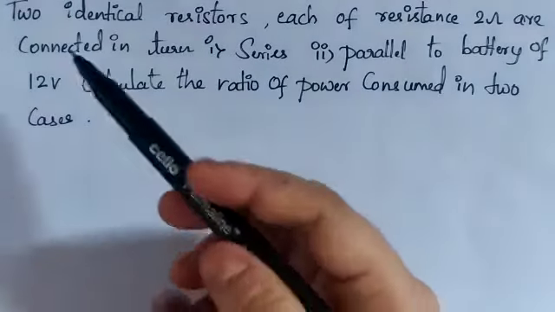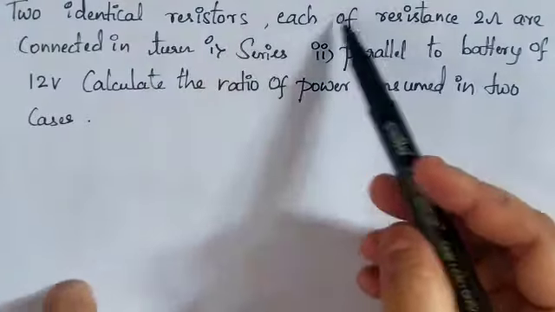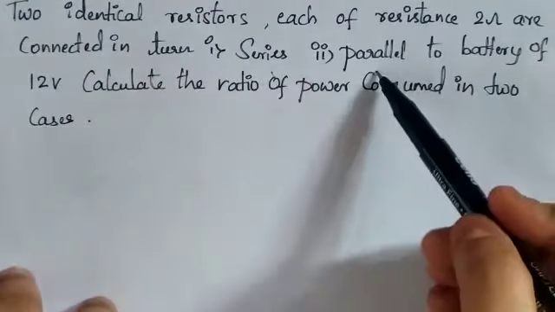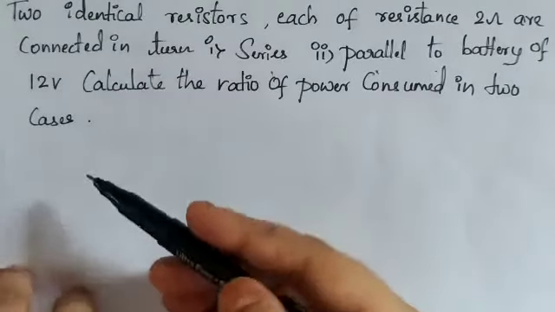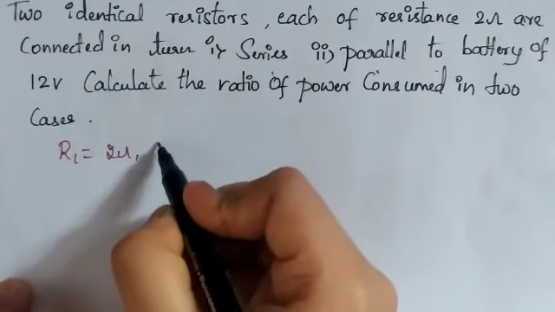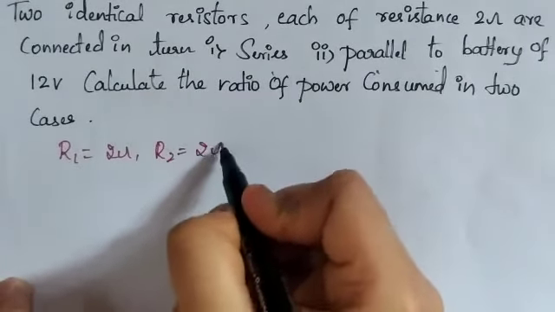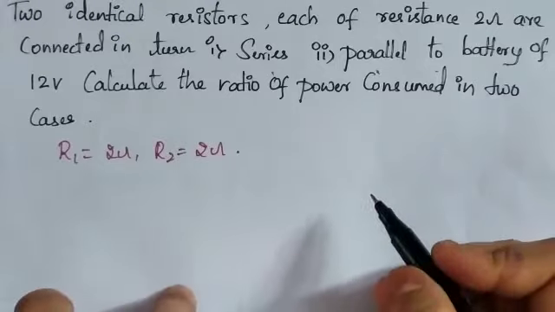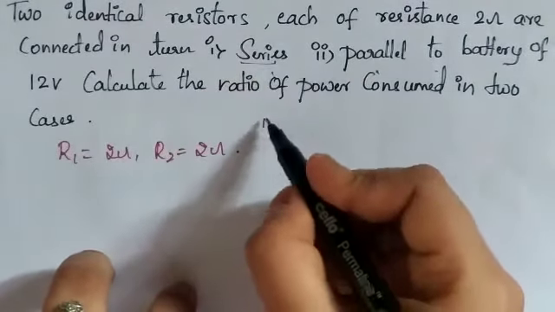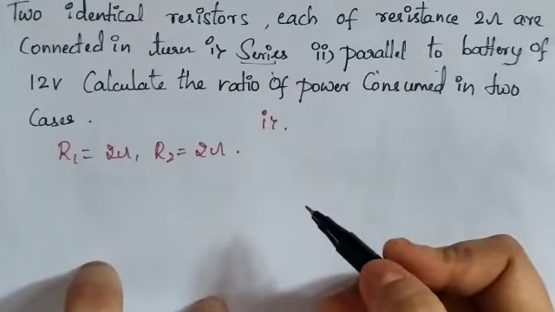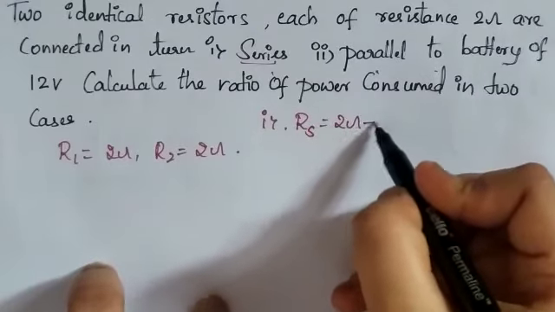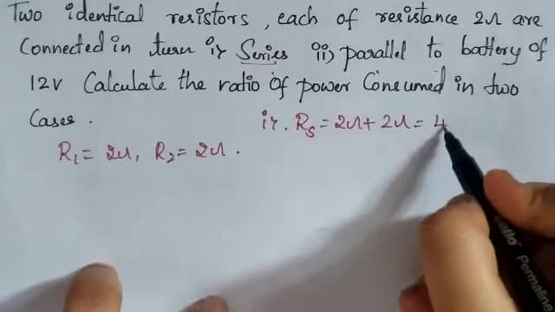Next question is, two identical resistors, each of resistance 2 ohm, are connected in turn in series and parallel to a battery of 12 volt. That means R1 equals 2 ohm, R2 equals 2 ohm. The two resistors are also the same, and we have to find the resistance when connected in series. So let me take the resistors connected in series. That means RS equals 2 ohm plus 2 ohm, that is equal to 4 ohm.